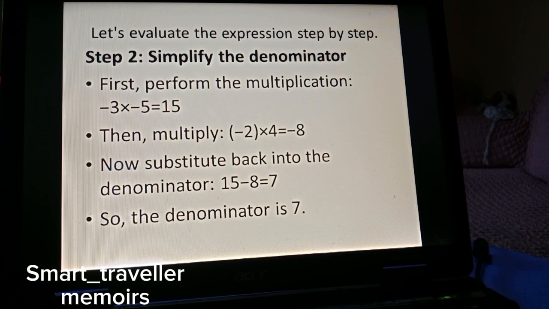Simplify the denominator. Perform the multiplication first. Negative 3 times negative 5 is equal to 15. Then multiply negative 2 times 4 is negative 8. Now substitute back into the denominator. 15 minus 8 is equal to 7. And so the denominator is 7.